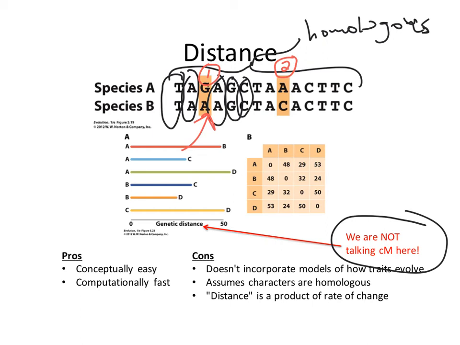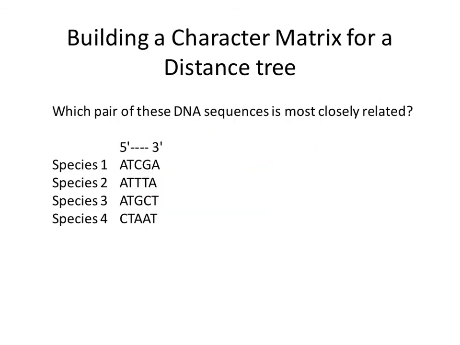So we just count that as two differences between those two genes. But if an A to C mutation is much more rare, maybe that character trait, phenotype, should be counted more heavily in assessing the relationships between the species. We don't do that in simple distance trees. That's what we're going to do next.